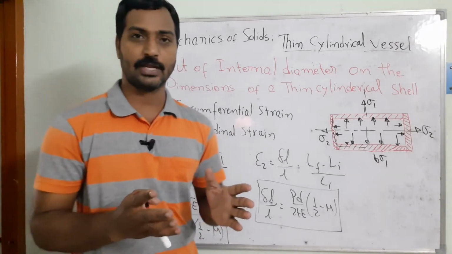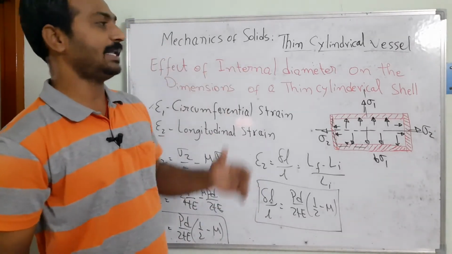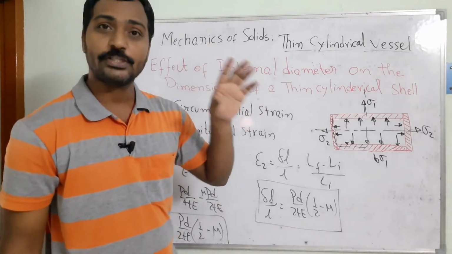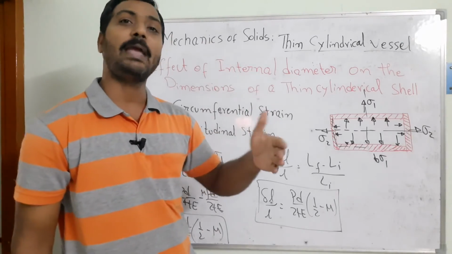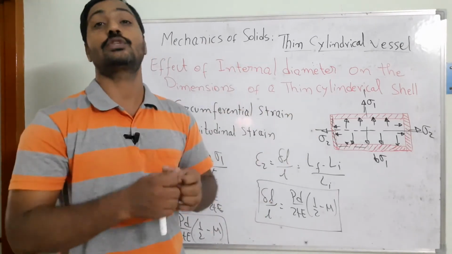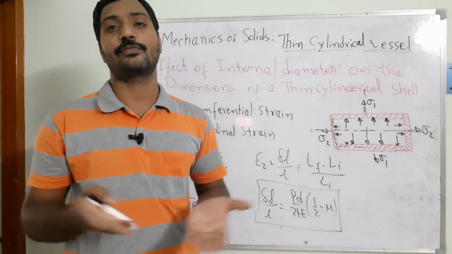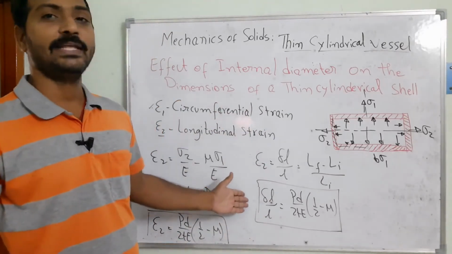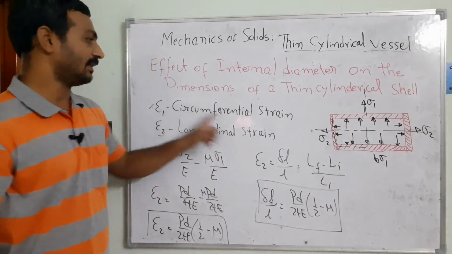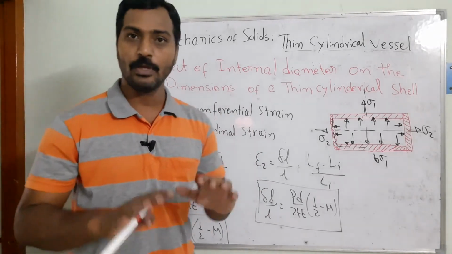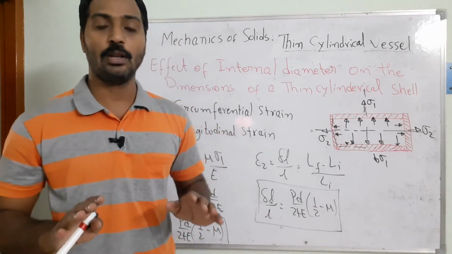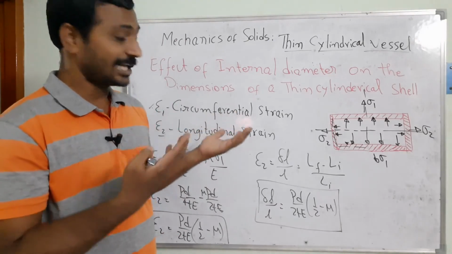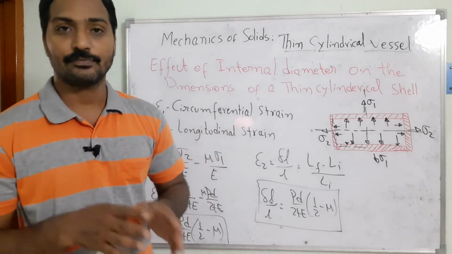So I hope you are able to understand the concept of how the internal diameter is affecting the dimensions of the component. Why? Because on the internal diameter the force, that means the fluid pressure, is acting, and that starts transferring the load to the different parts of the member. Then automatically the dimensions are also affected. So to identify the dimensional changes, we have taken circumferential strain and longitudinal strain. I hope you are able to understand how to develop the mathematical model to assess the response of the system when loads are acting, in terms of the strain.